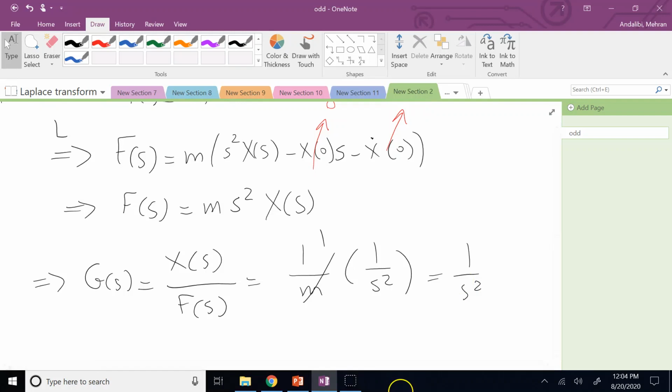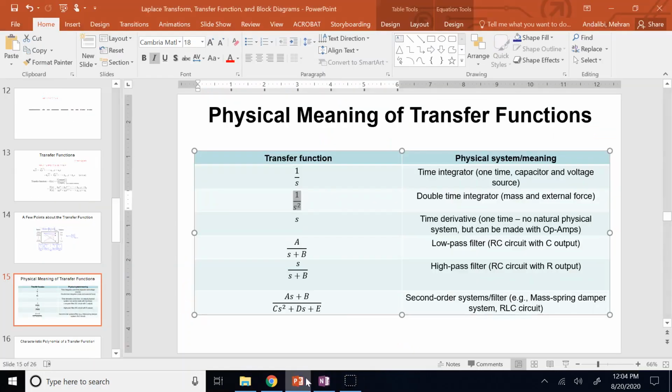So you see a mass subjected to an external force, right? A mass of 1 kilogram. The transfer function of the system, output to be position and input to be force, is actually what? It is 1 over s squared. And it's not too hard to show the other ones too.